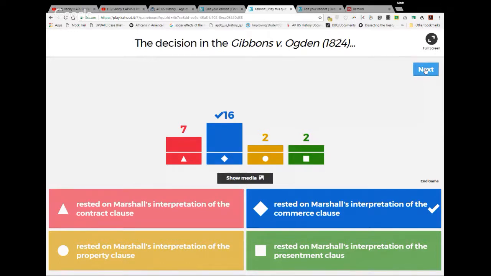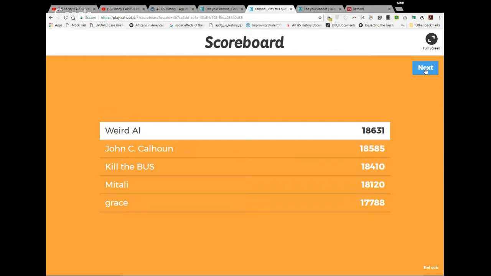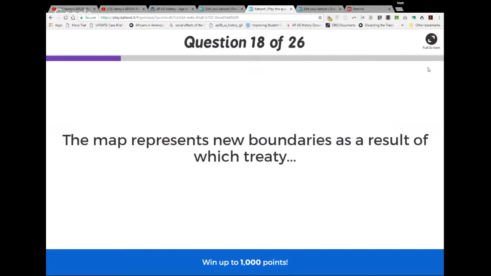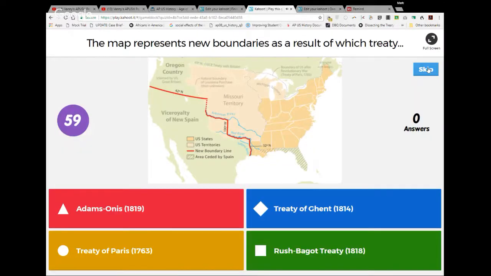All right. See where we're at. Weird Al number 1, John C number 2. We still got the same 5 here. Let's take a look. The map that you're about to see represents new boundaries as a result of which treaty?